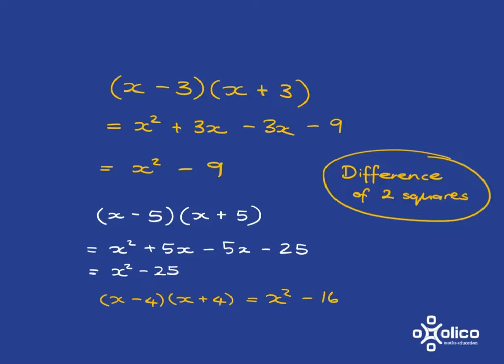And this is why we end up calling something like this a difference of two squares, because what you end up with is x squared, and then you've got 3 squared, so you get 9, and then you subtract them, it's a difference. X squared, 5 squared, and subtracting.